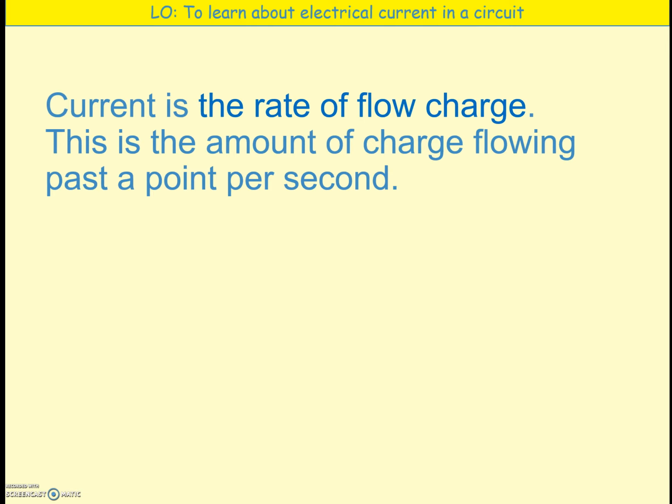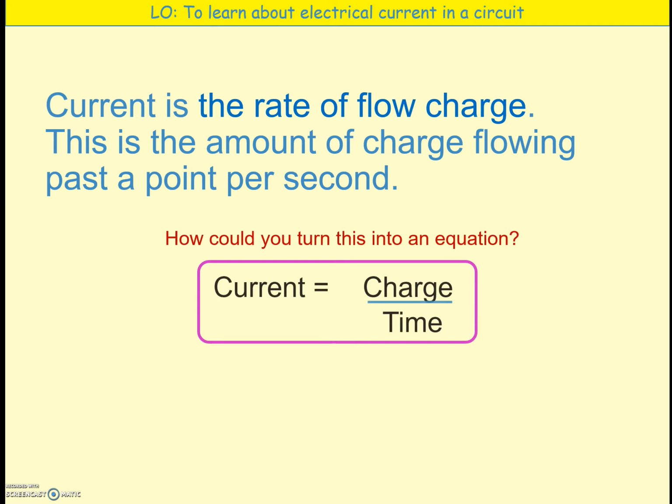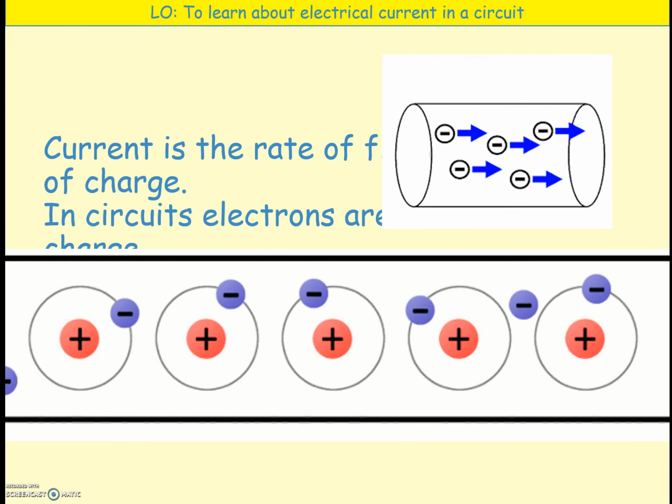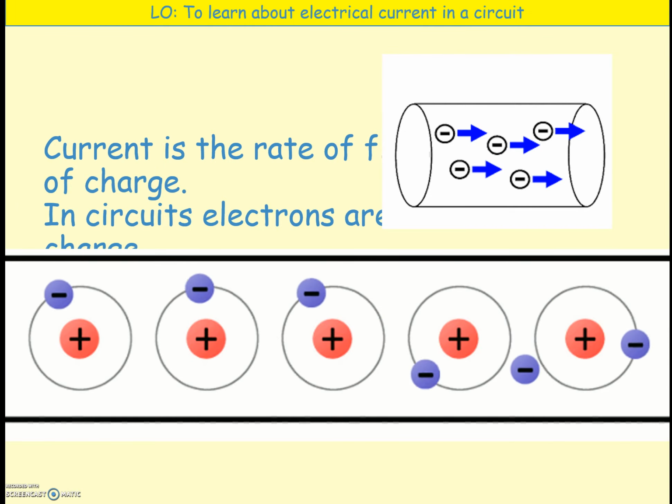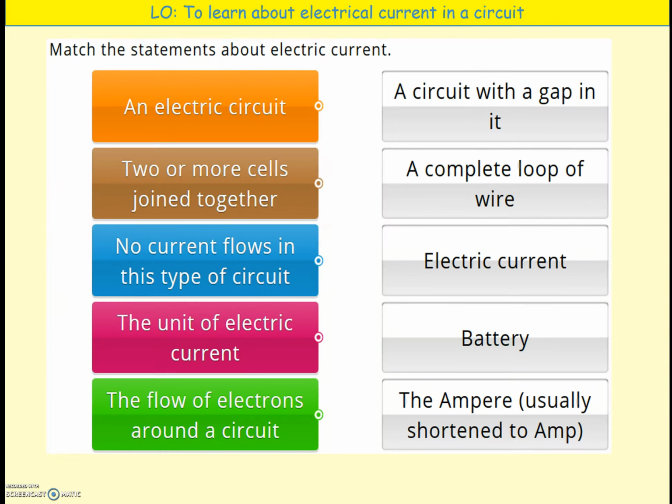Current is the rate of flow of charge. This is the amount of charge flowing past a point per second. How can you turn this into an equation? Current is equal to charge over time. As we've said before, current is the rate of flow of charge.